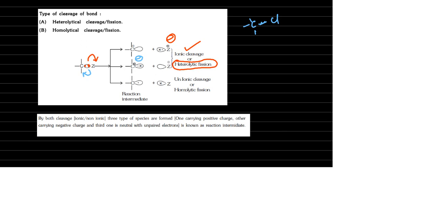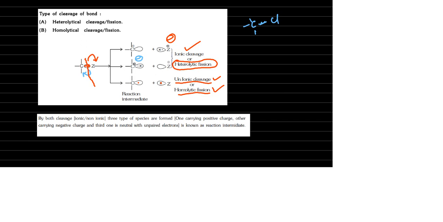Suppose the electrons are distributed equally, that means the bond is cleaved in half, so each one gets one electron. That type of cleavage is called homolytic fission or homolytic cleavage. It is also known as non-ionic cleavage. Here each atom gets one electron, so these types of species are called free radicals.